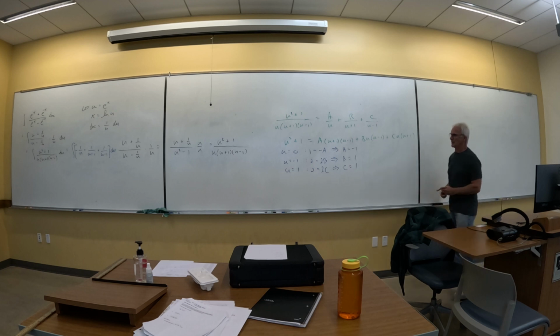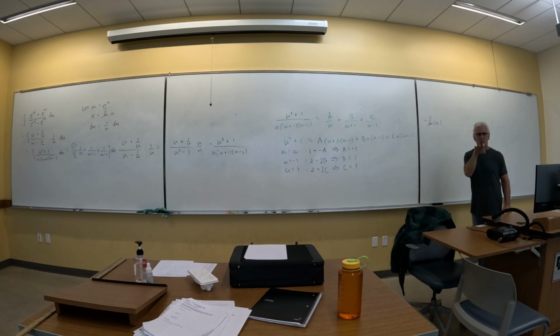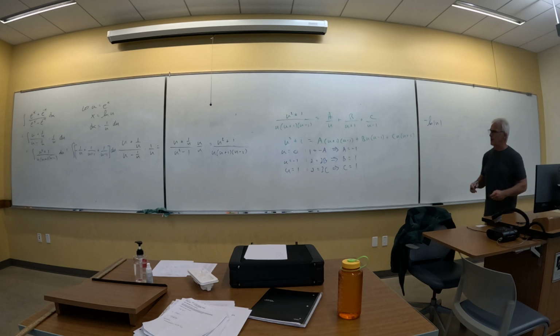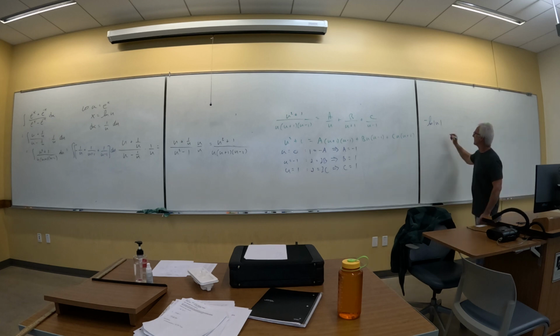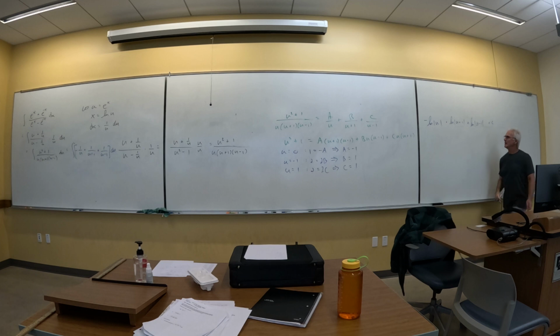I'm going to move over here because I don't want to erase anything. So, what is my antiderivative? First term? Negative ln of the absolute value of u, because we don't know yet. Again, later we can look at this, but for now we'll put absolute value. Then plus ln of the absolute value of u plus 1, and then the last one is plus ln of the absolute value of u minus 1, plus c. I got three logs. All of them have coefficients of 1 or negative 1.